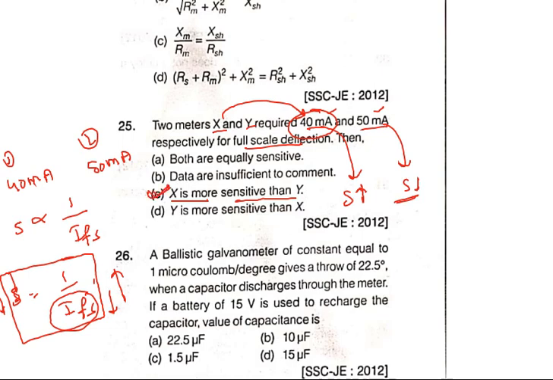Again I am repeating here. Sensitivity is equal to 1 by full scale current. Based on this we can say sensitivity is inversely proportional to full scale current. So based on this we can say X is more sensitive than Y.